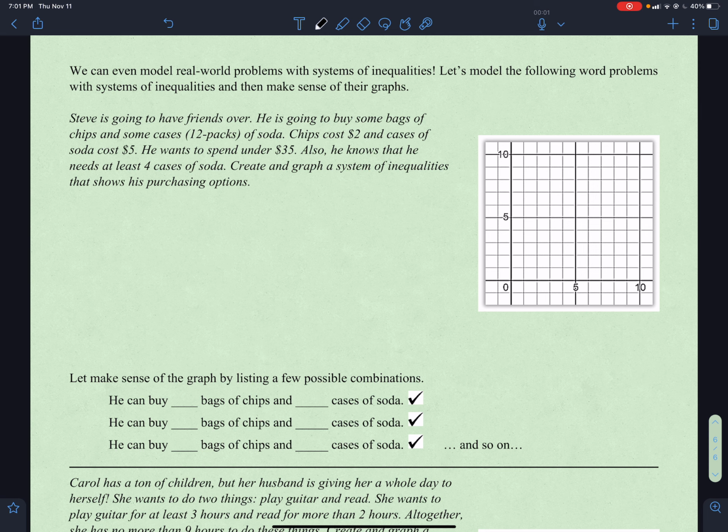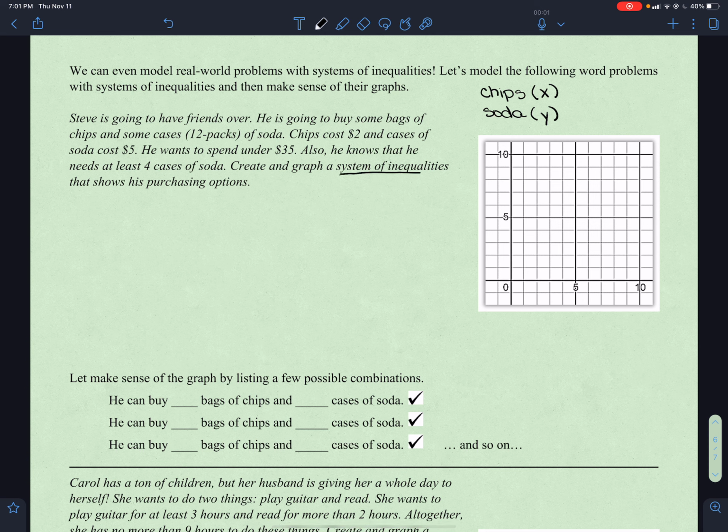So Steve is going to have friends over. He's going to buy some bags of chips and some cases of soda. Okay, so we've got chips and we've got soda. Okay, I'm going to go ahead and let X represent chips and Y represents soda. Okay. Chips cost $2 and cases of soda cost $5. He wants to spend under $35. Also, he knows that he needs at least 4 cases of soda. Create and graph a system of inequalities to show his purchasing options.